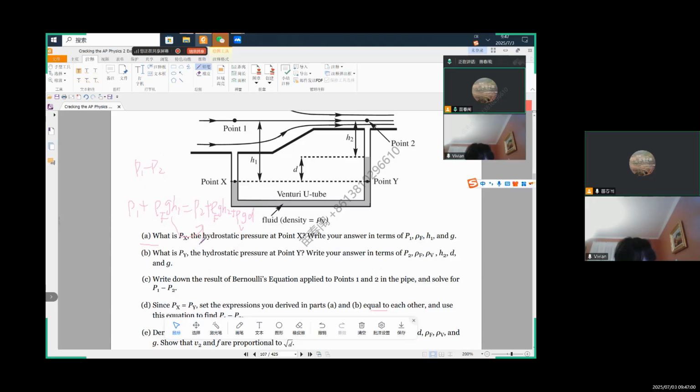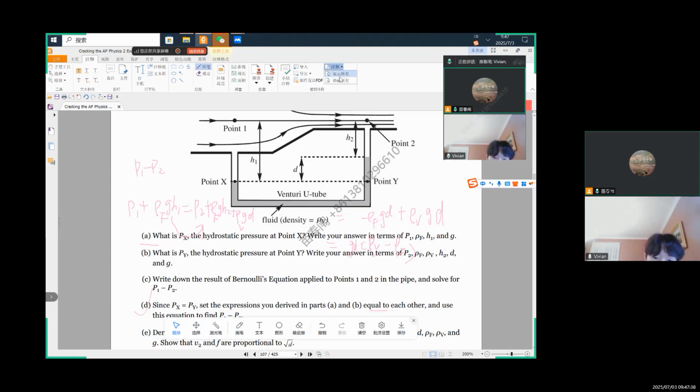Wait, H2 minus H1 is a negative D, right? Yeah, H2 minus H1 is a negative D. Eventually, it's rho F g negative d plus rho V g d, right? I can take the g d out, and basically it's rho V minus rho F, right? Does that make sense? Yeah, that'll be the answer for D, right?